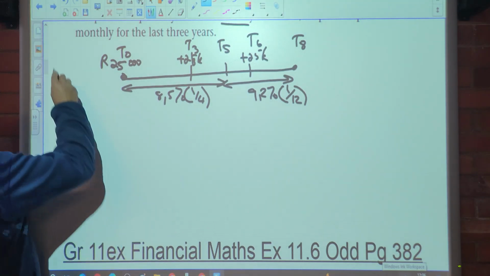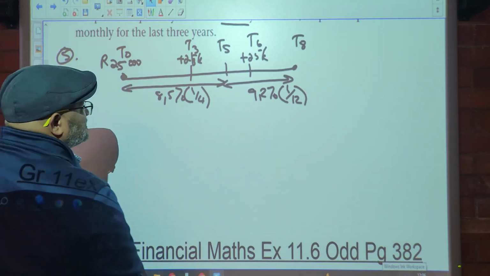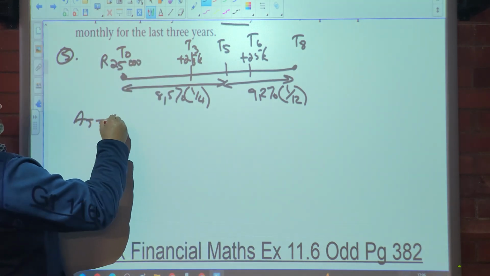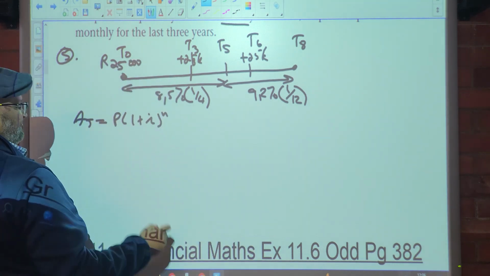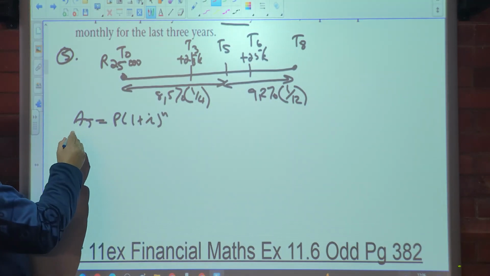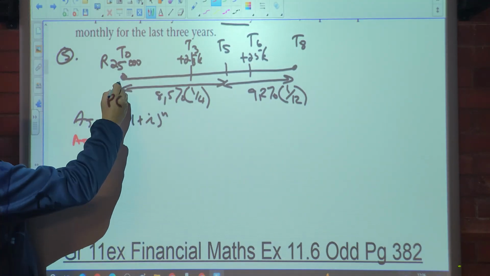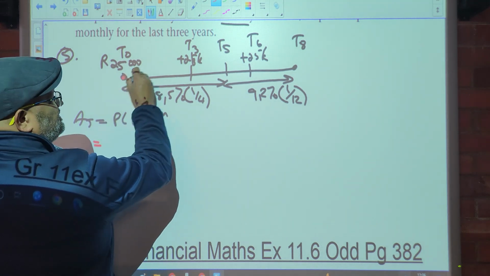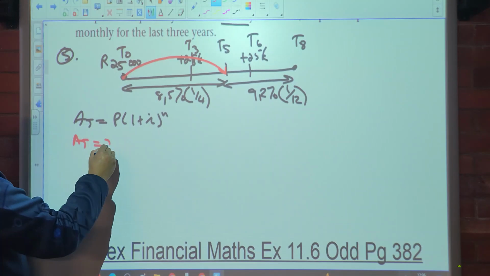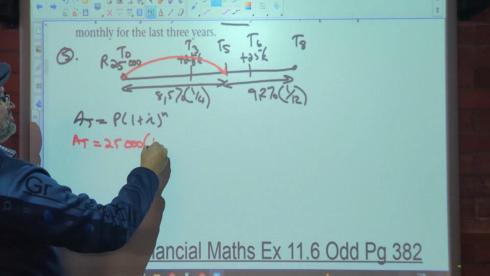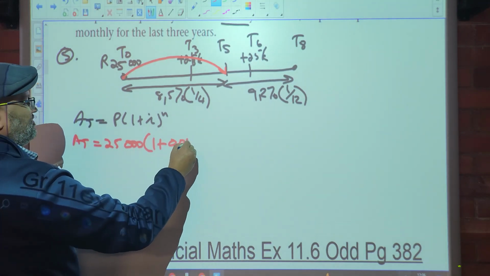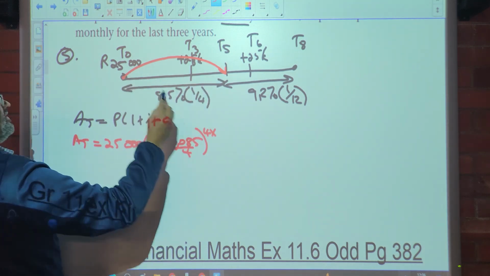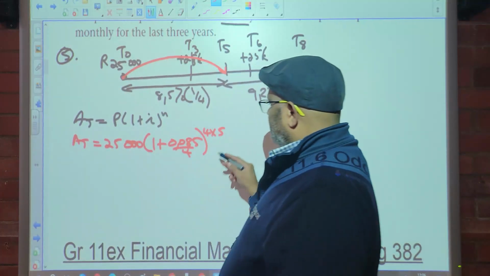Number 5. So when we start, people, formula. What's the formula? A total is going to be P into 1 plus i to the exponent n. Can I take that all the way to the end? No, I must stop at T5. There's going to be 25,000 rand into 1 plus 0.085 over 4 to the exponent 4 times, how many years is this for? 5 years. And then what happens?